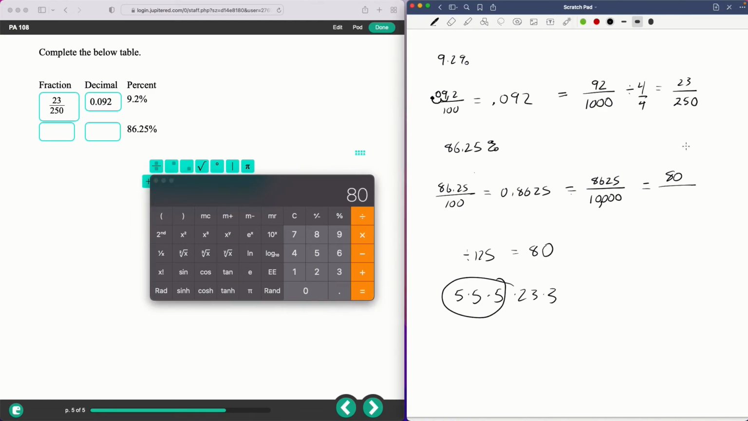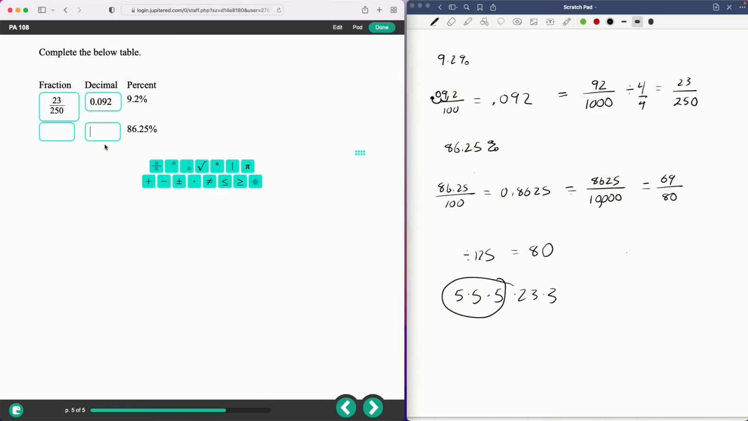Oh, I'm sorry. I did that wrong. We divide the bottom by 125, we get 80. If we divide the top, 8625 divided by 125, we get 69. 69, the only factors here are 23 times 3, and the factors of 80 are not 3 or 23 at all. So that's as far as we can go. That's fully reduced. So we're going to put in our fraction, which is 69 over 80.